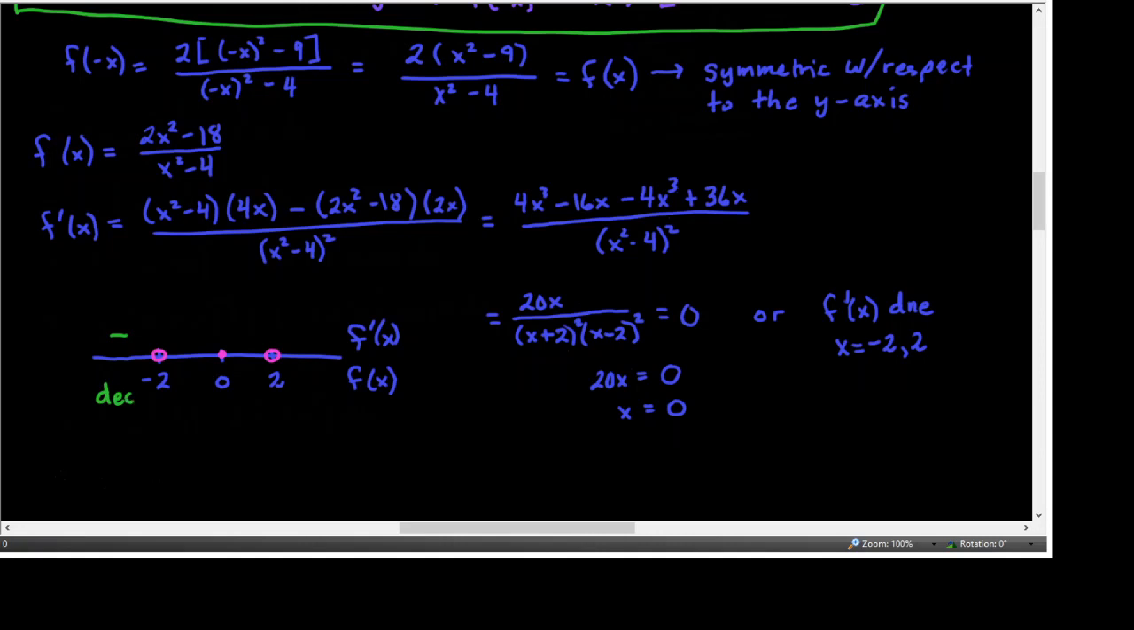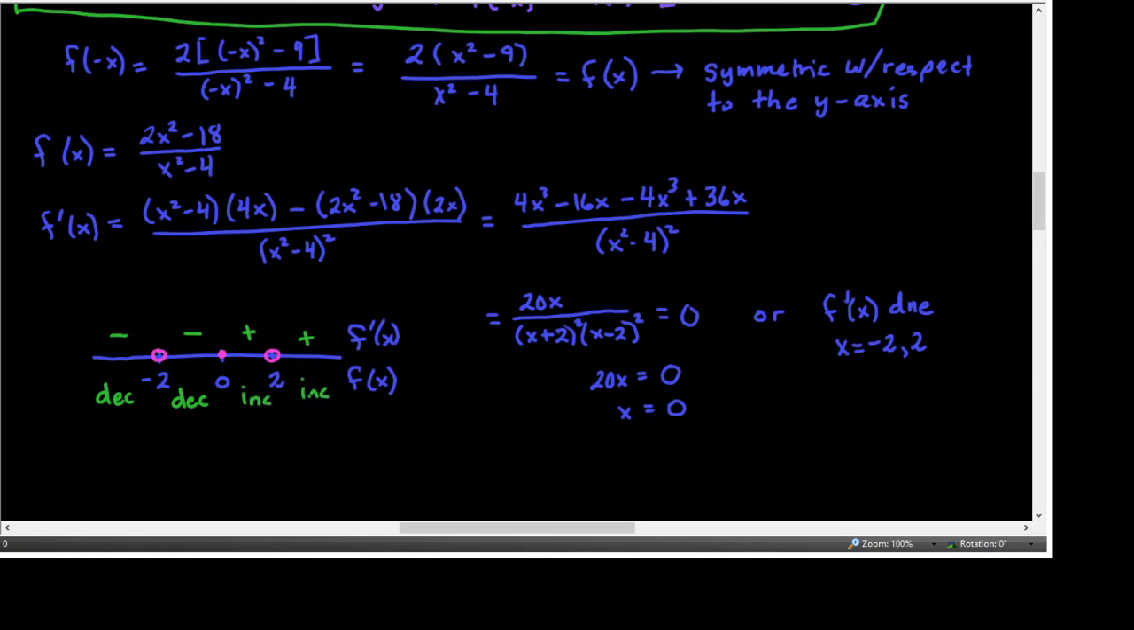From negative 2 to 0, pick negative 1, for example. 20 times negative 1 is negative, and of course the denominator is always positive, so it's also decreasing there. And from 0 to 2, let's pick 1. 20 times 1 is positive, divided by always positive is positive, and beyond 2, that will also be positive, and the function will increase and increase.